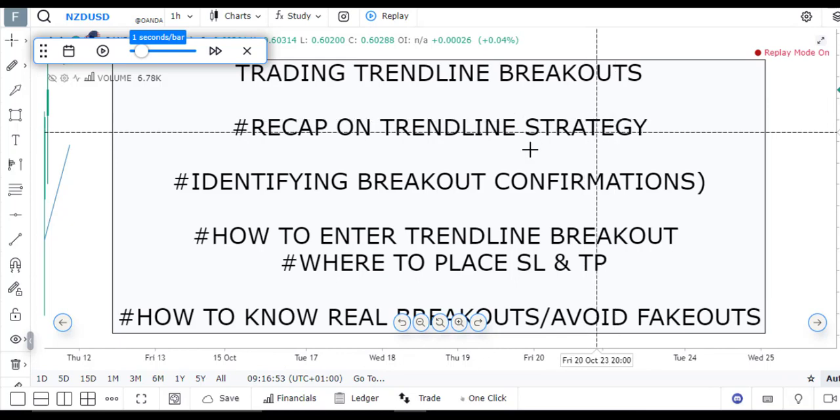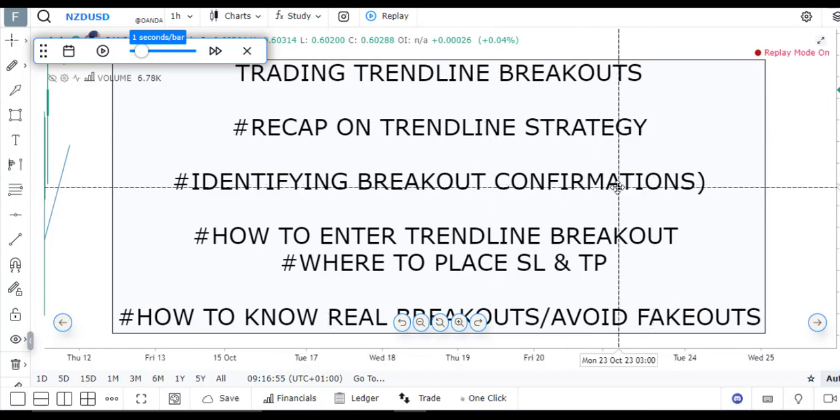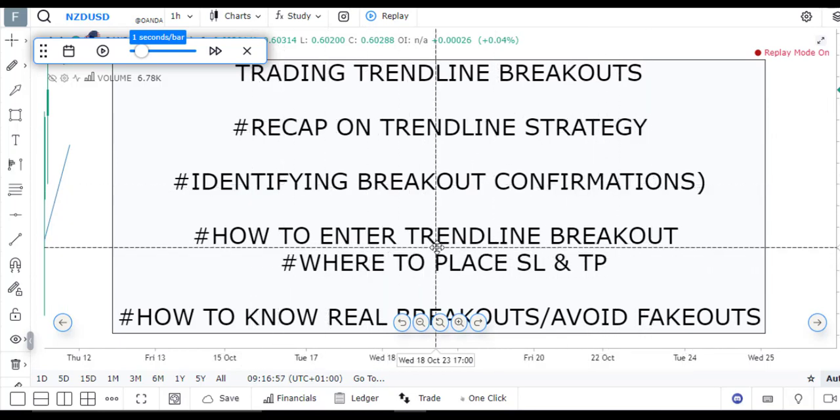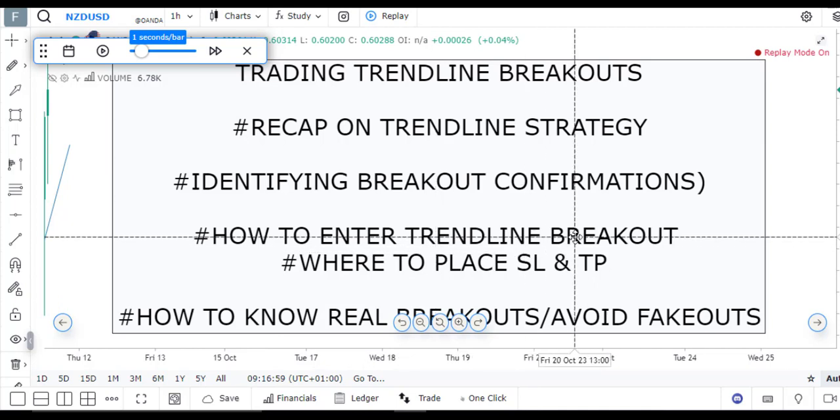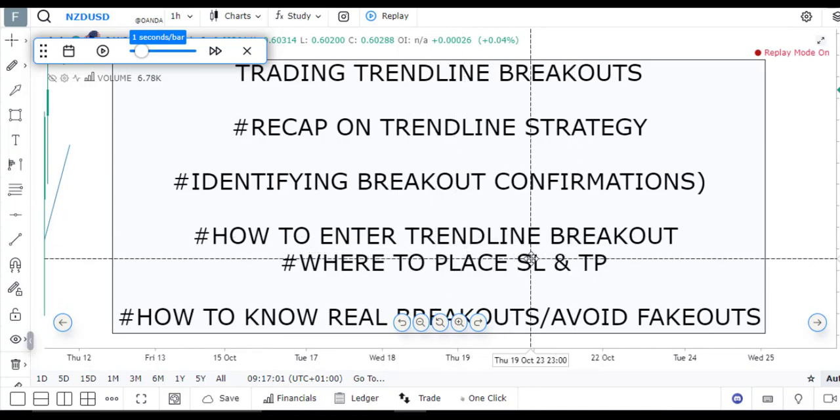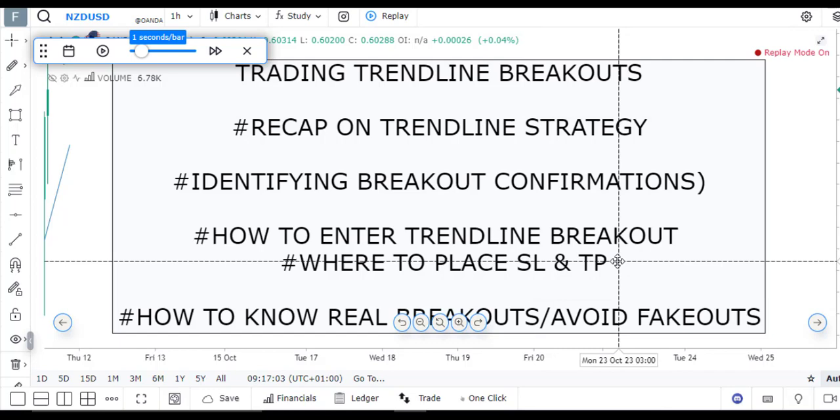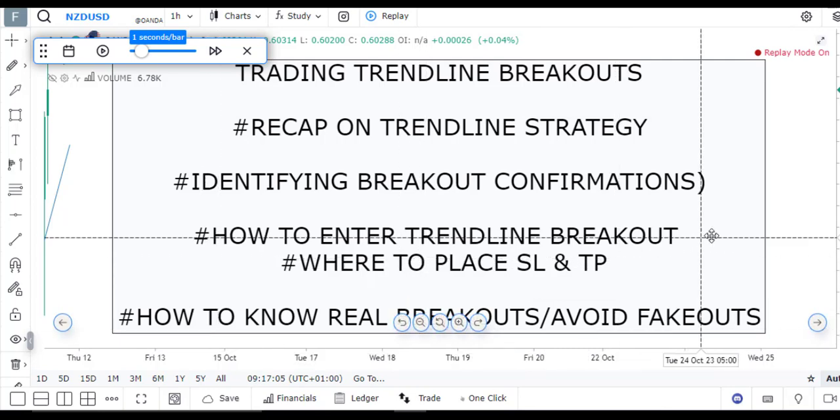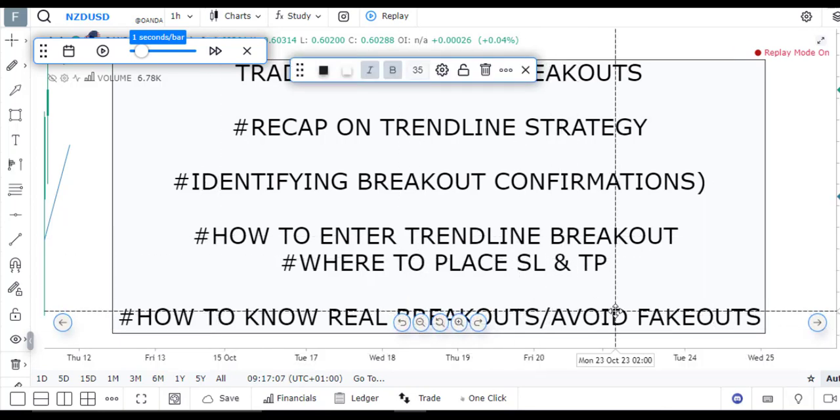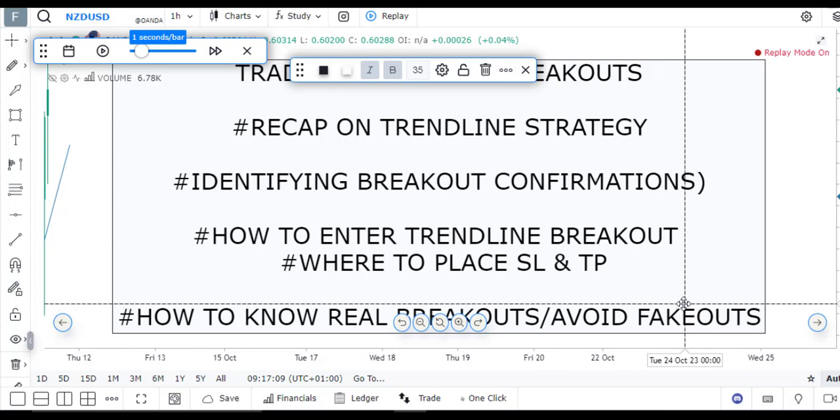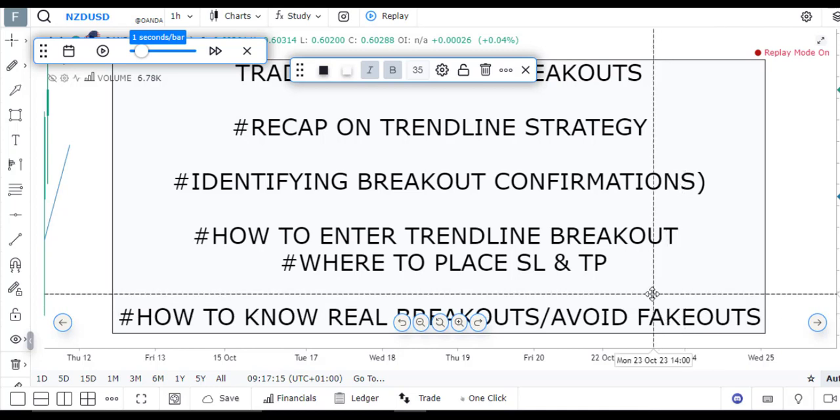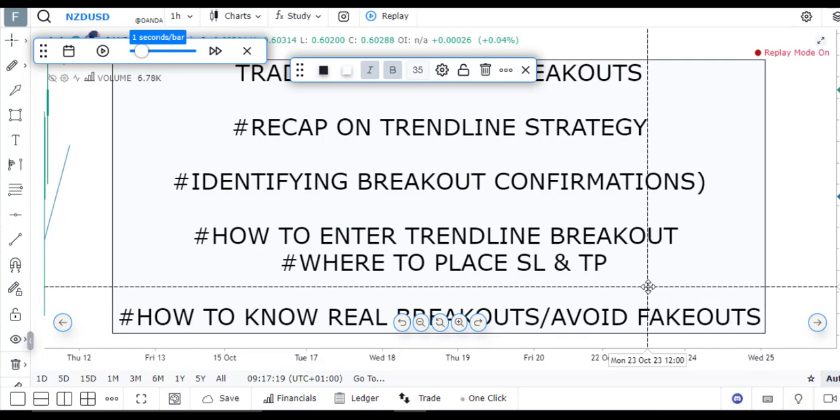We're looking at the recap, identifying the breakout confirmations, how exactly to enter when we spot a breakout, where we should be placing our stop loss, our take profit 1, take profit 2, and all of that, and how to know the real breakouts from the fake outs so that we can avoid fake outs. Many people don't know the difference between real breakouts. That's why you get stopped out most times, thinking that price has broken out when it has not yet. So watch this video to the end.